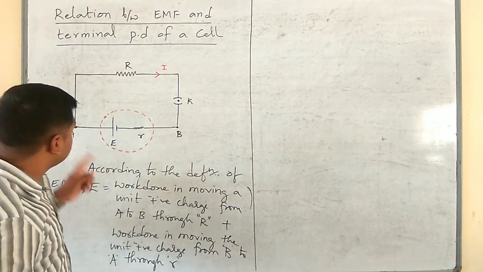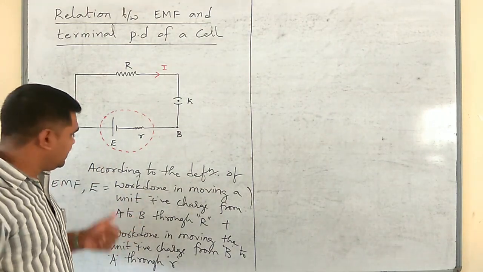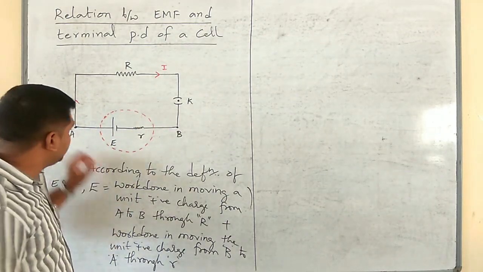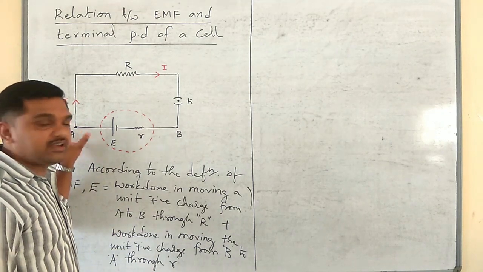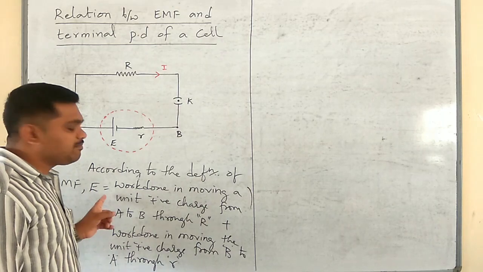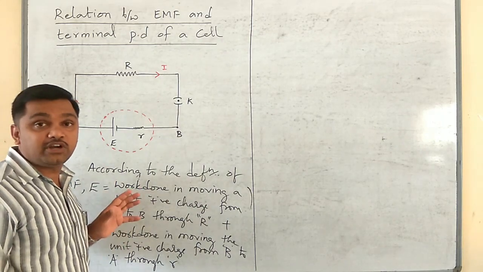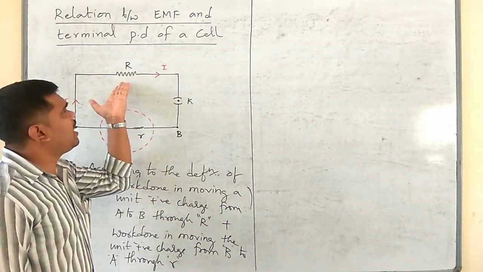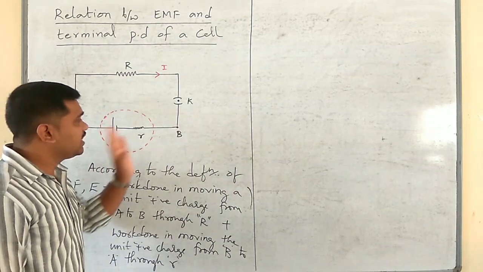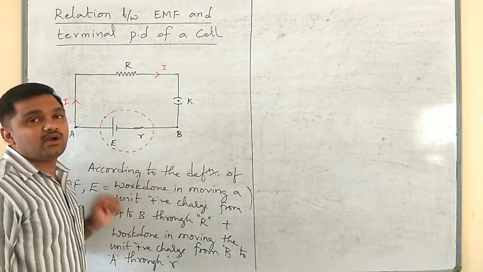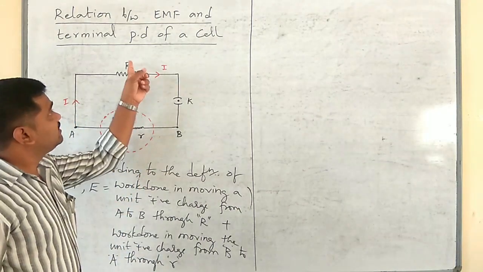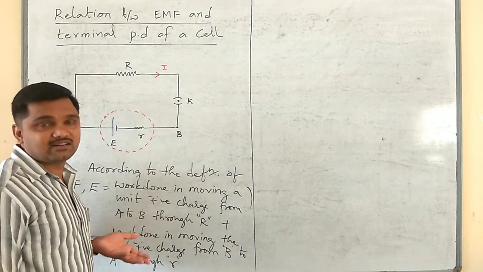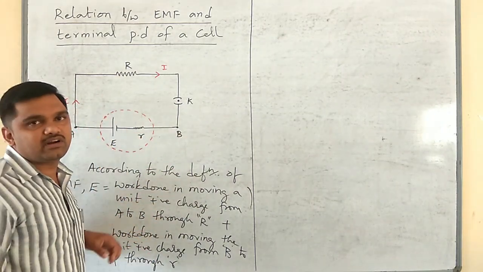See, according to the definition of EMF of a cell, it is the total work done in moving a unit positive charge throughout the circuit once. It means if we start from A, then we should end at A. So EMF of the cell can be defined as the work done in moving that unit positive charge from A to B against capital R, and from B to A against small r. I use the word against because this resistance will always oppose the flow of electric charges and hence the electric current.